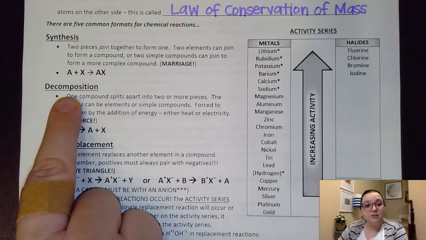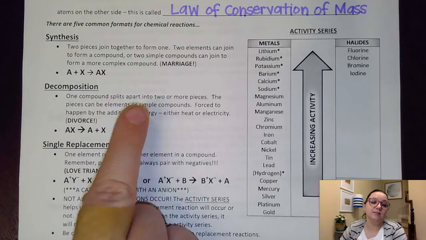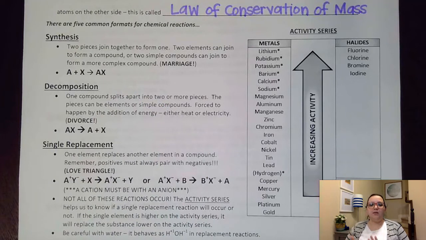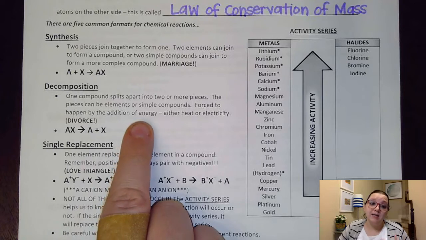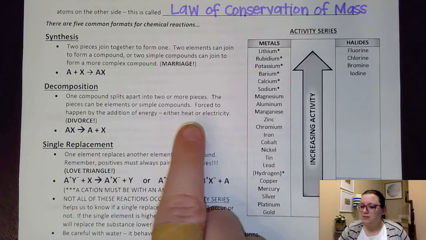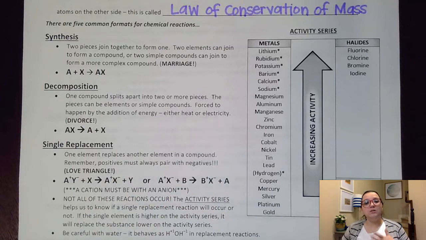For decomposition, this is where we have a compound that splits up into 2 or more pieces. So either it could split up into individual elements, or it could split up into smaller compounds. And usually we have to force these types of reactions to happen by adding energy, either running some sort of heat or electricity through the substance in order to give it the activation energy needed to conduct the decomposition.